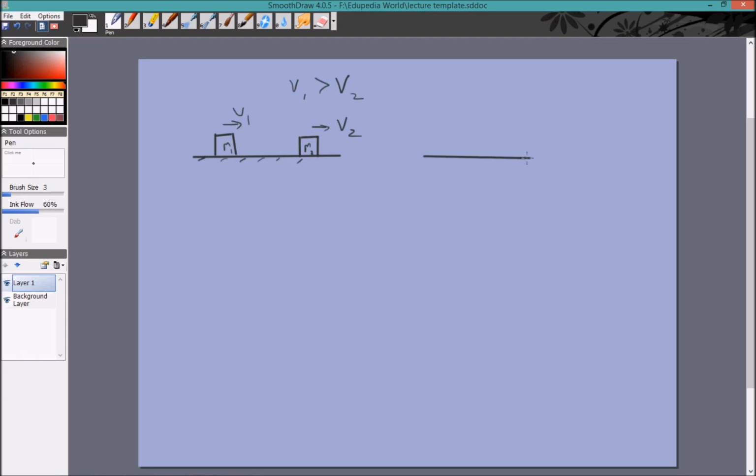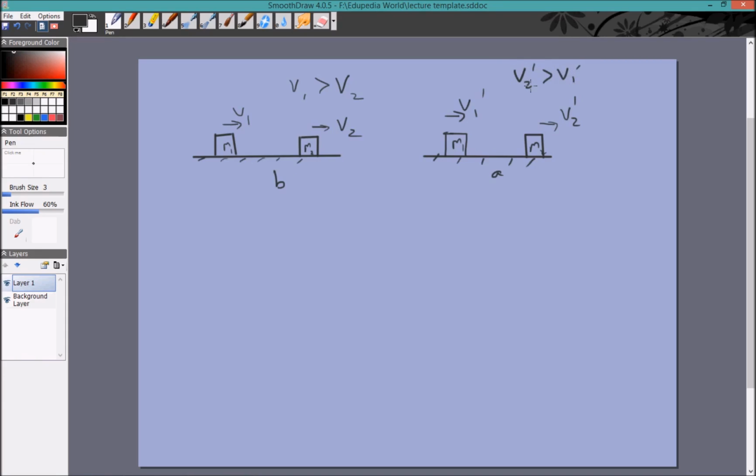Let's say the whole process of collision occurs, and finally, after the collision has occurred, m1 is going with the speed v1 dash, and m2 is going with the speed v2 dash. This is the before and this is the after, and obviously v2 dash has to be greater than v1 dash.